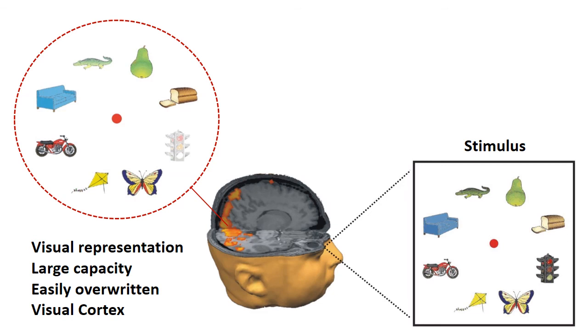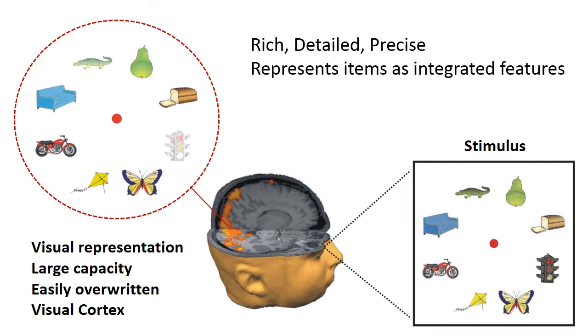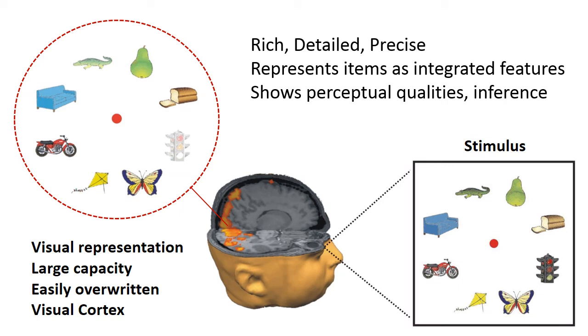Importantly, the visual representation is not only rich in that it has high capacity, but it moreover holds items in great detail and precision, like that, or even better than the items to which you attend. The items are represented here as integrated features and show full perceptual qualities such as amodal completion and perceptual inference.